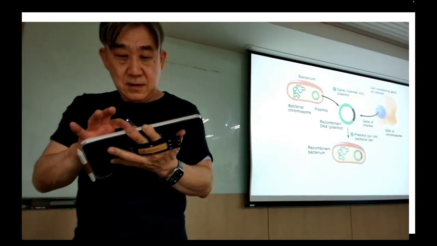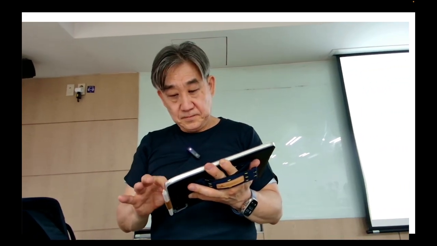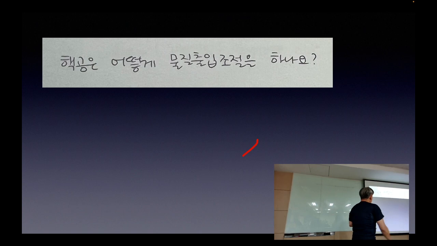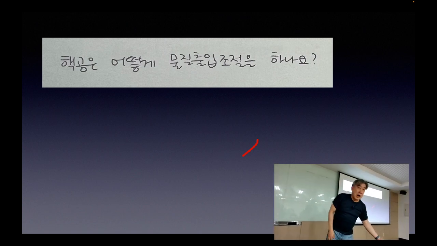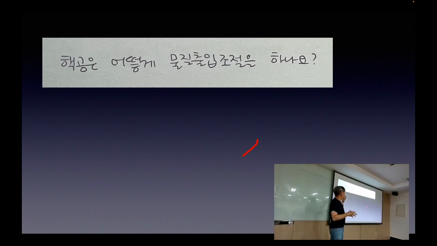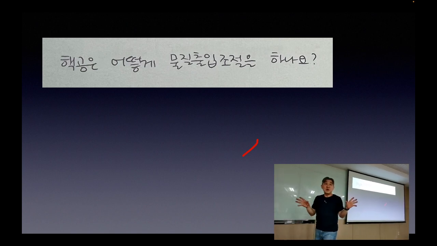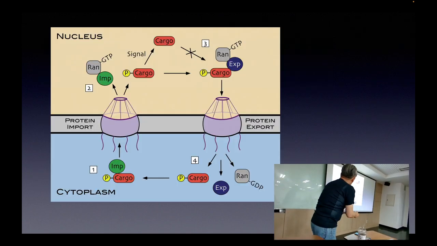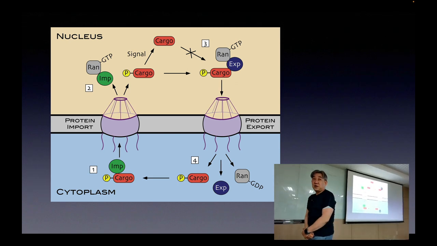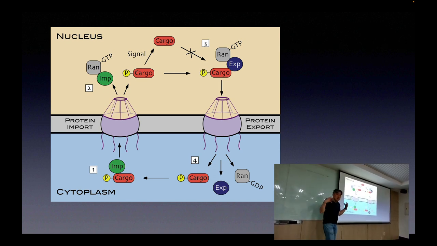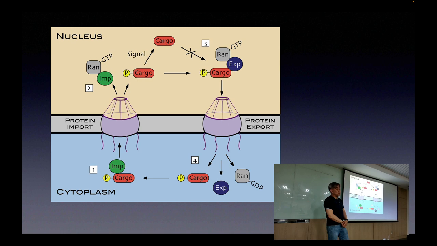What's the example that... this question, how nuclear pores control the in and out of material across the nuclear envelope was the question. And for that, let me give you this particular figure that I took from the internet. This is a simplified version, but it can provide the essence of how it works.